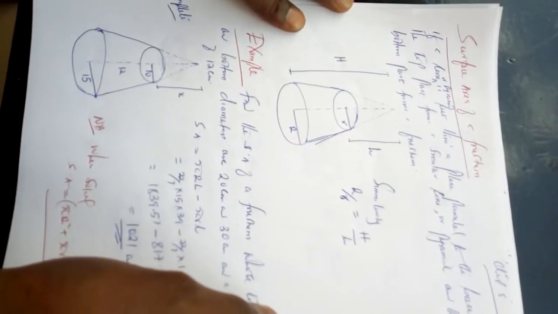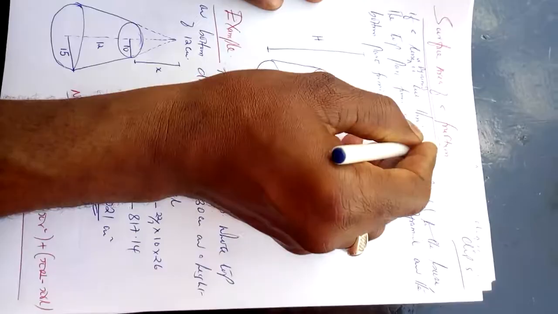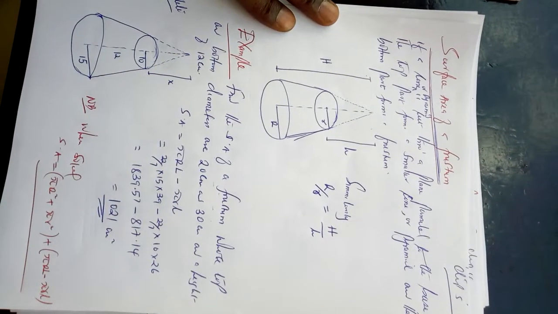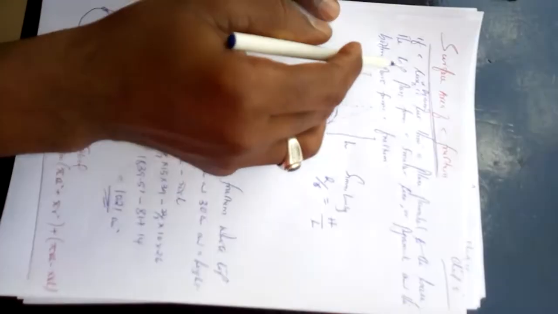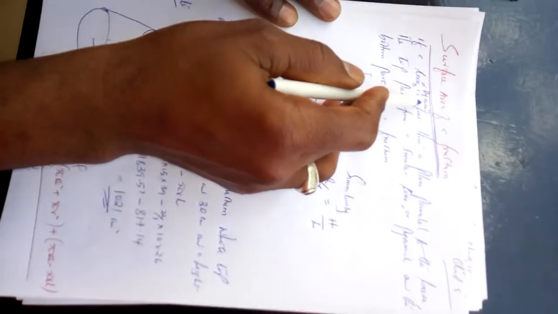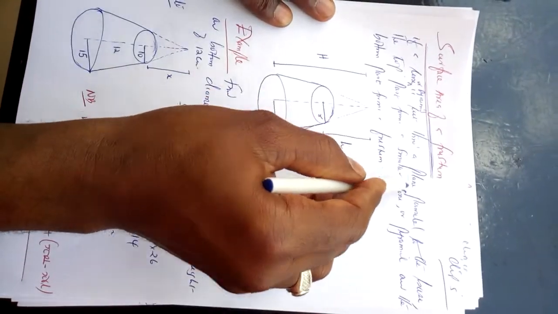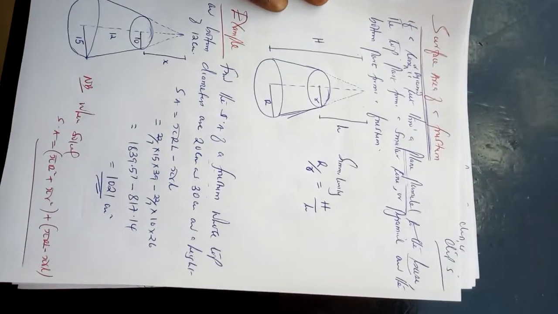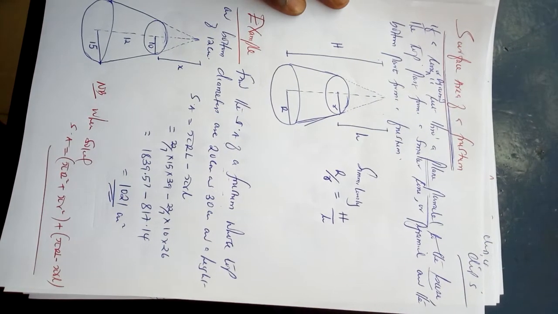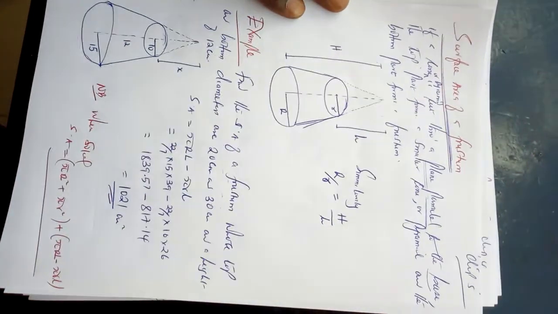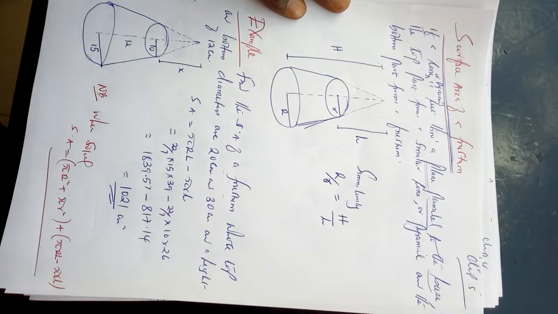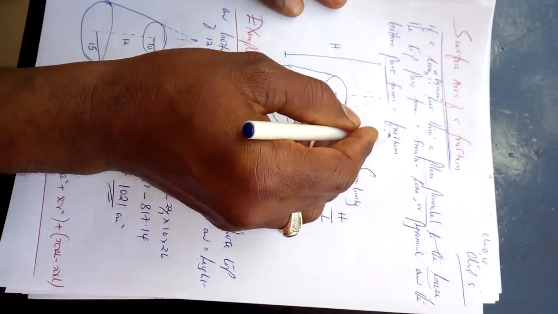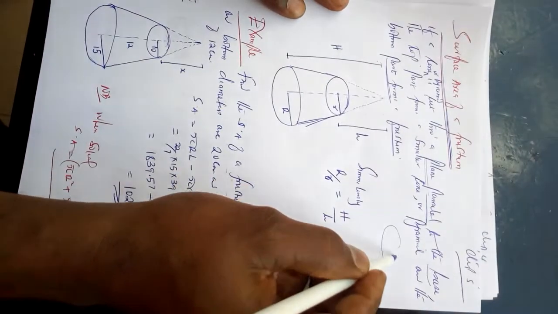Let's move on to the surface area of a frustum. Let's understand what a frustum is first. If a cone or a pyramid is cut through by a plane parallel to the base, the top part forms either a smaller cone or a smaller pyramid, and the bottom part forms what we call a frustum, something like this.